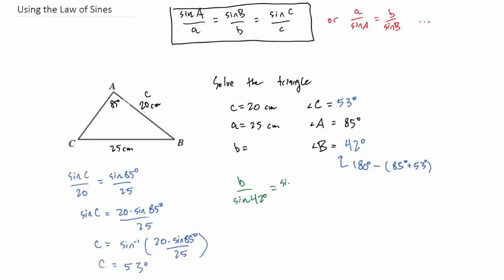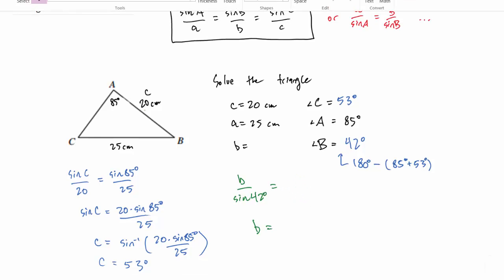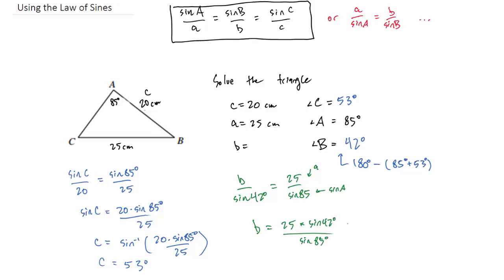And lastly, now we can find side b, because we can put it over sine 42. Whoops, you have to correct that. We want to use 25 over sine 85, because we knew the information about A and sine A. Rearrange the formula, solve for side b, which is shown by lowercase b, and we'll get around 16.8 centimeters.